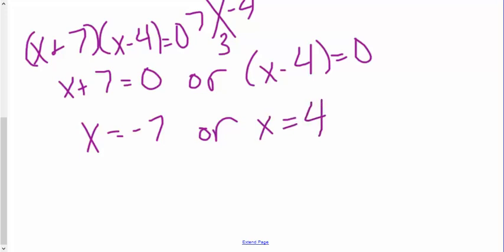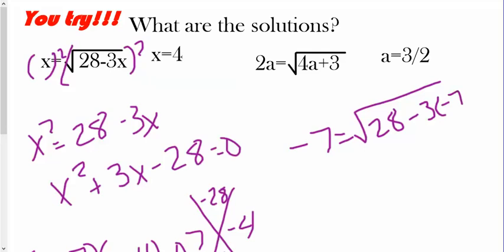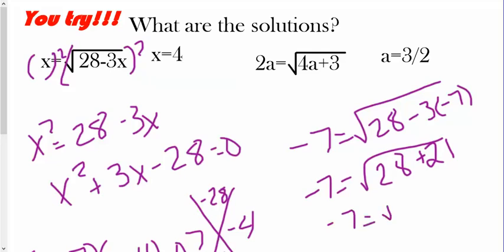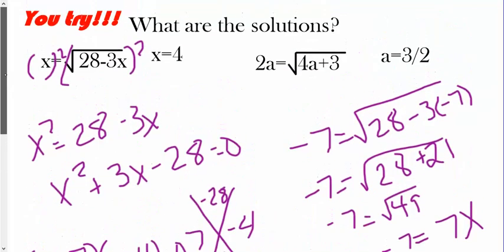Now once I have those two solutions, because only one of the factors needs to be 0, it's potentially possible that both of them are solutions, and it could also be that only one of them works. So I need to plug them both back in. So -7 equals the square root of 28 minus 3 times -7, which would be 28 plus 21, or -7 equals the square root of 49, but we know that the square root of 49 is just 7. So -7 equaling 7 means -7 is an extraneous solution.